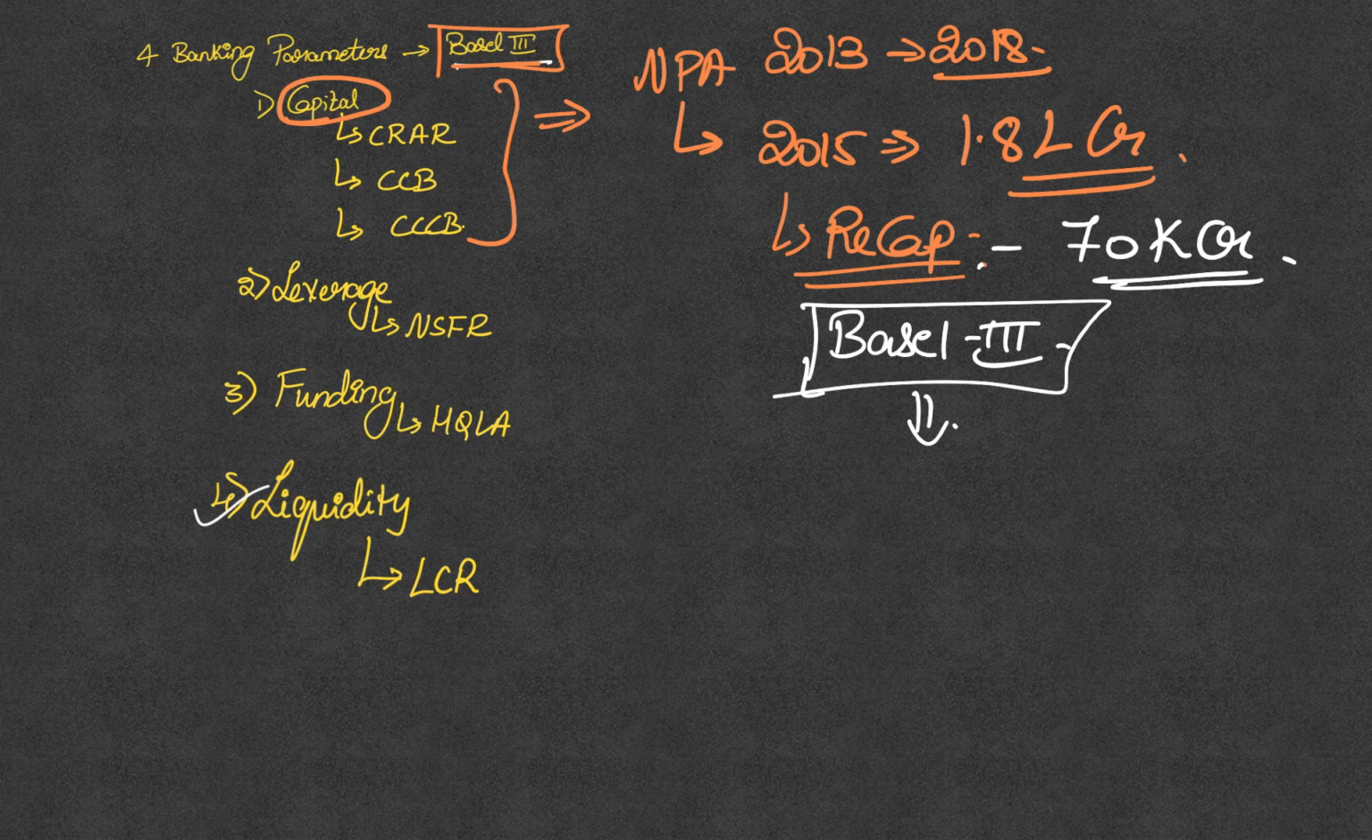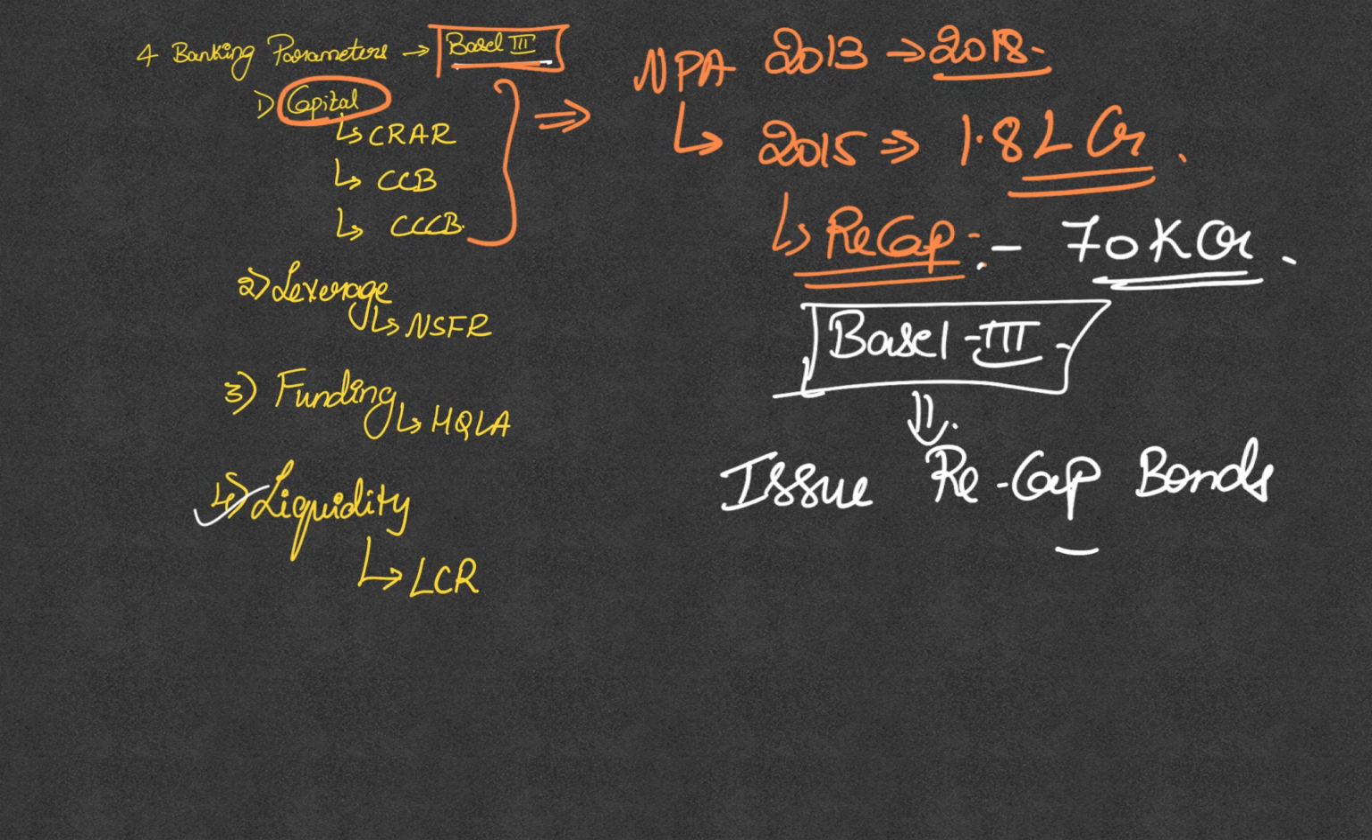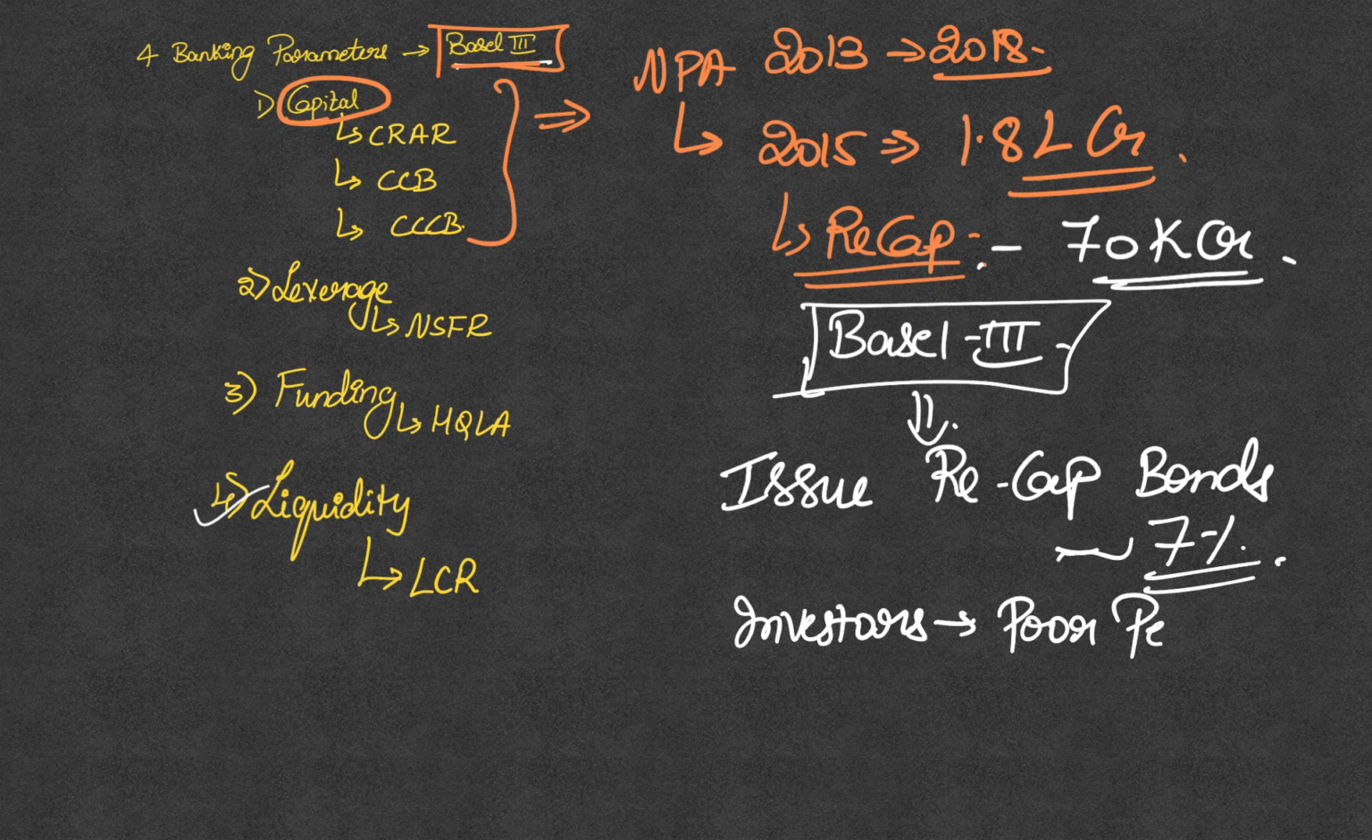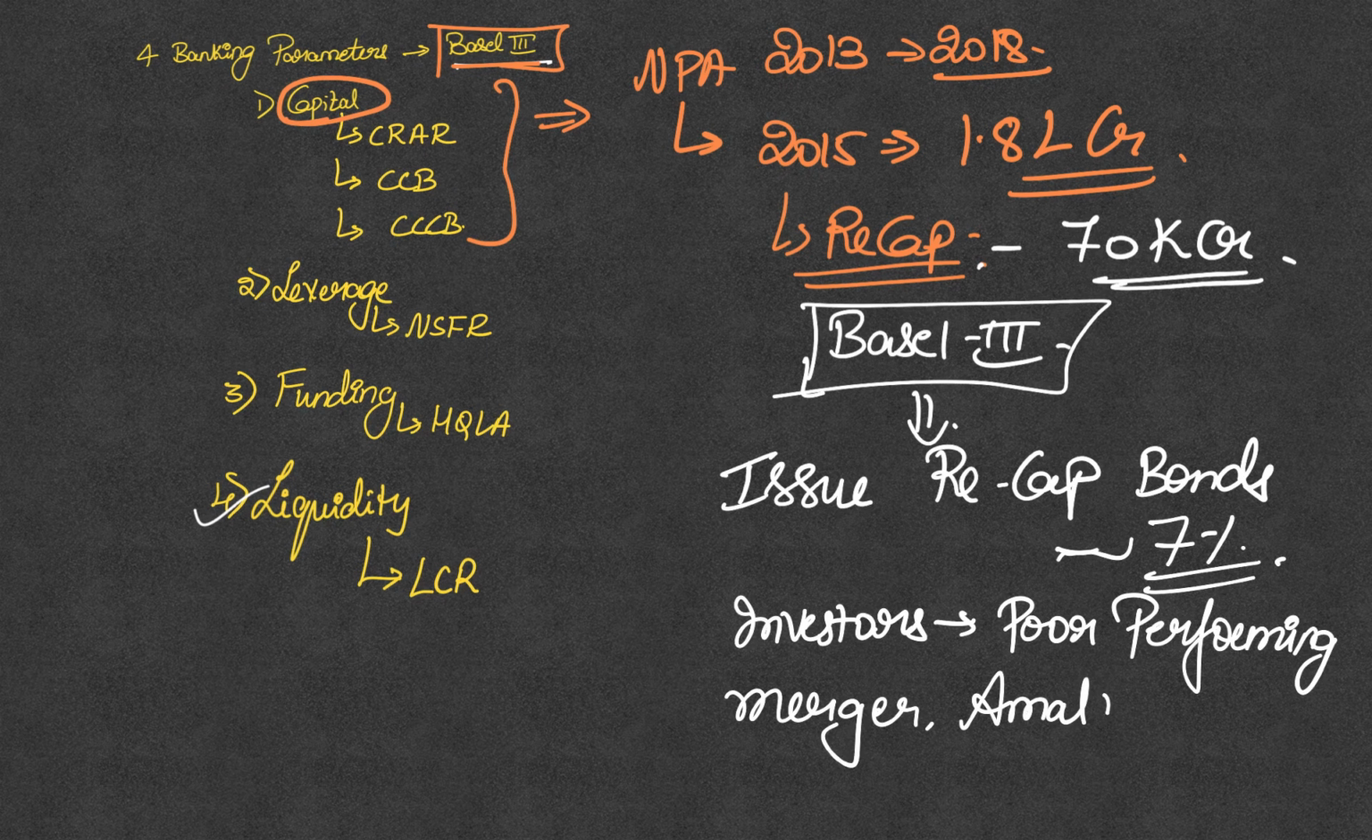So the government said that banks should actually raise capital by issuing certain bonds, recap bonds, or the recapitalization bonds, which will give an interest rate of somewhere around 7%. So this was issued by the banks, but the problem is investors do not want to invest in poor performing banks. This is where the government realized that weak banks should be merged. So merger of banks and amalgamation of banks is done to actually garner investor confidence.